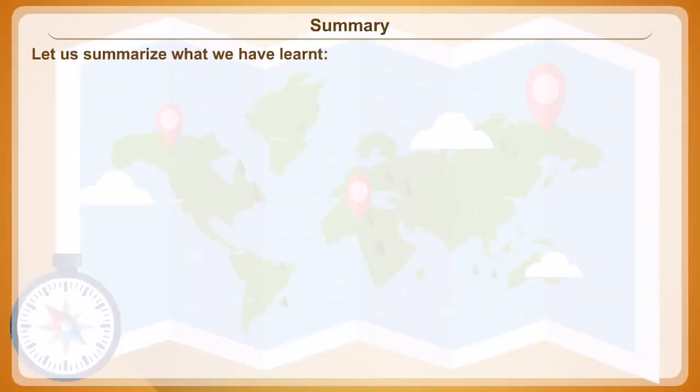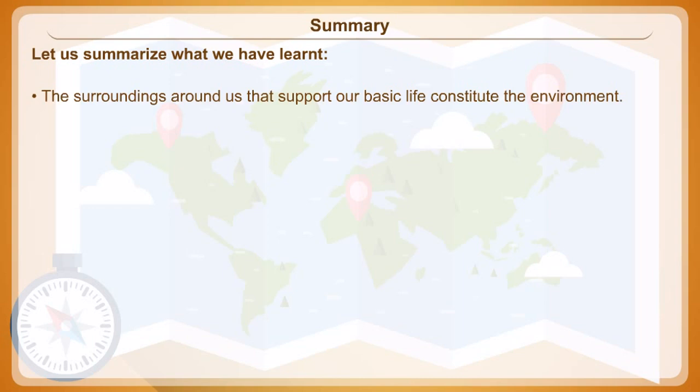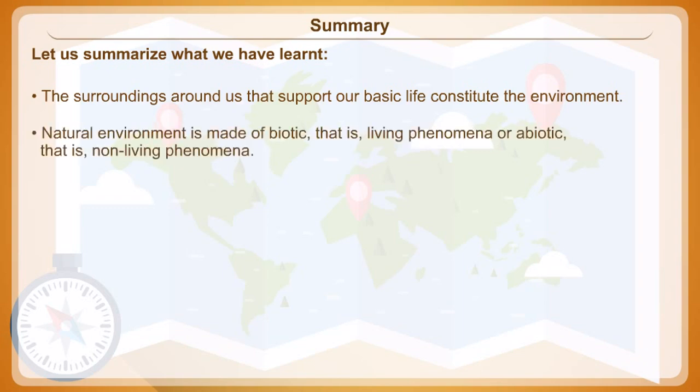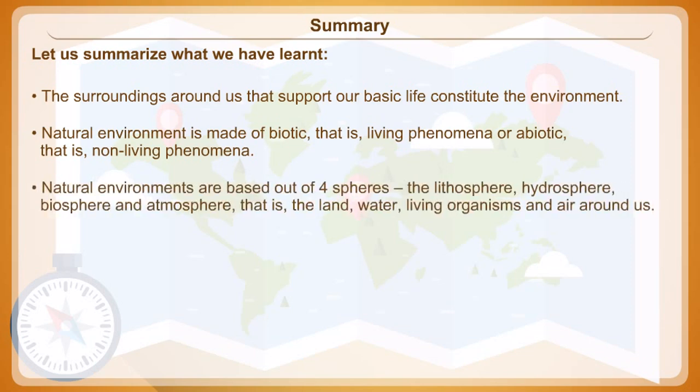Summary. Let us summarize what we have learned. The surroundings around us that support our basic life constitute the environment. Natural environment is made of biotic, that is living phenomena, and abiotic, that is non-living phenomena. Natural environments are based out of four spheres: the lithosphere, hydrosphere, biosphere, and atmosphere. That is, the land, water, living organisms, and air around us.